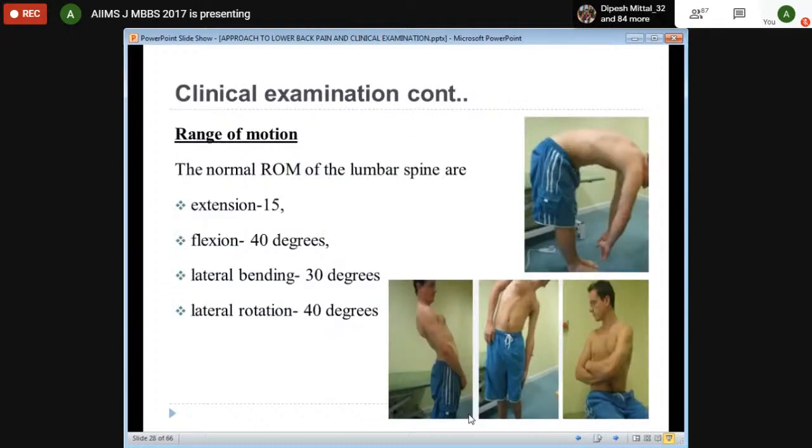Next is range of motion. Now we are moving on to the range of motion. The patient is asked to bend forward, extend back and sideways, and rotate around. In extension, normally 15 degrees is seen. Normal range of motion is 15 degrees. Flexion is 40 degrees. Lateral bending is 30 degrees on either side, and lateral rotation is also 40 degrees on either side.